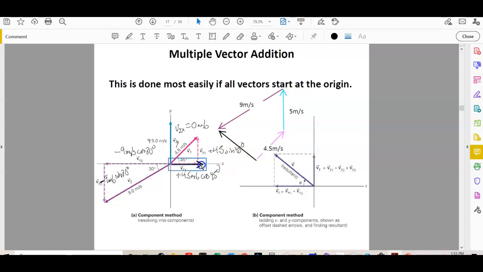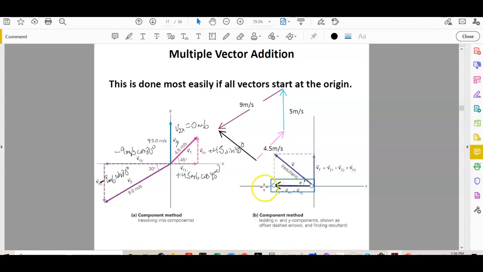So the resultant of that is going to be, so that is being subtracted off. What I'm going to do is take this, and now the resultant of negative 9 meters per second cosine of 30 degrees plus 4.5 meters per second cosine of 45 degrees is this part right here. And so that's what they're talking about right there.